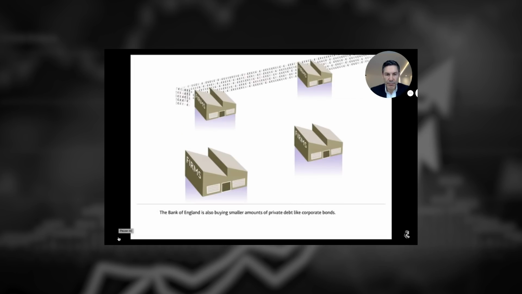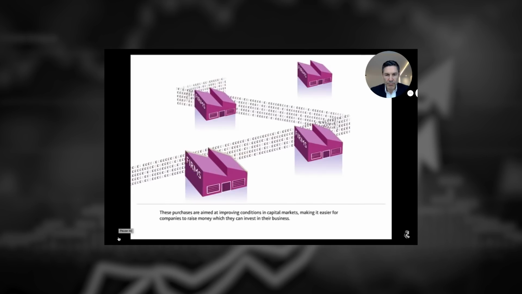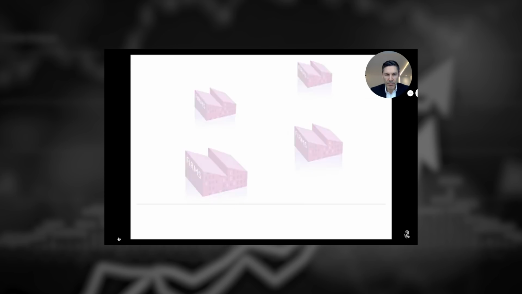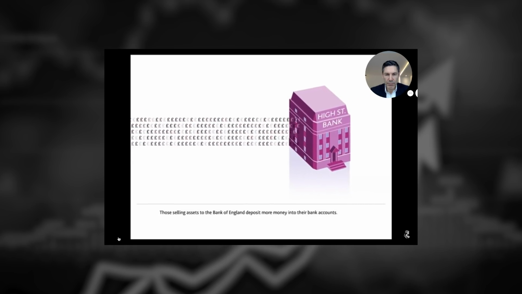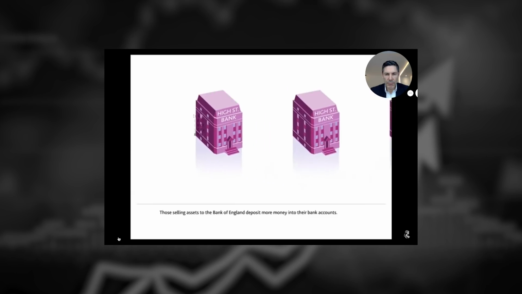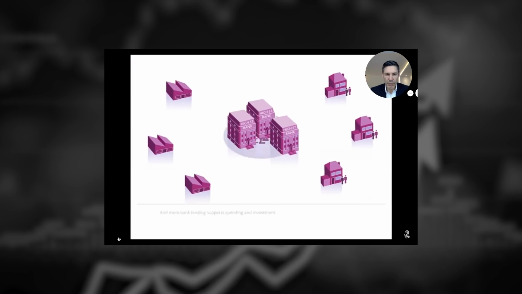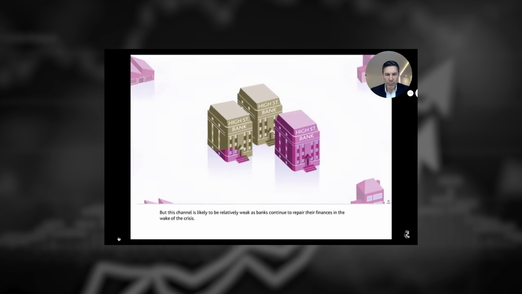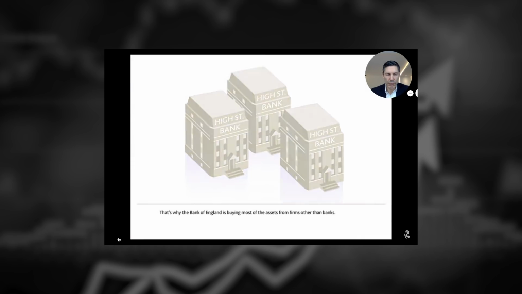The Bank of England is also buying smaller amounts of private debt, like corporate bonds. These purchases are aimed at improving conditions in capital markets, making it easier for companies to raise money, which they can invest in their business. There's another way the bank's purchases of assets could put more money into the economy. Those selling assets to the Bank of England deposit more money into their bank accounts. So commercial banks have more funds which they can use to finance new loans. And more bank lending supports spending and investment. But this channel is likely to be relatively weak as banks continue to repair their finances in the wake of the crisis. That's why the Bank of England is buying most of the assets from firms other than banks.